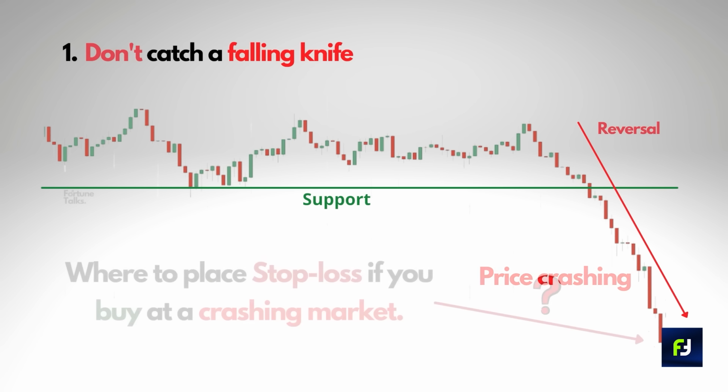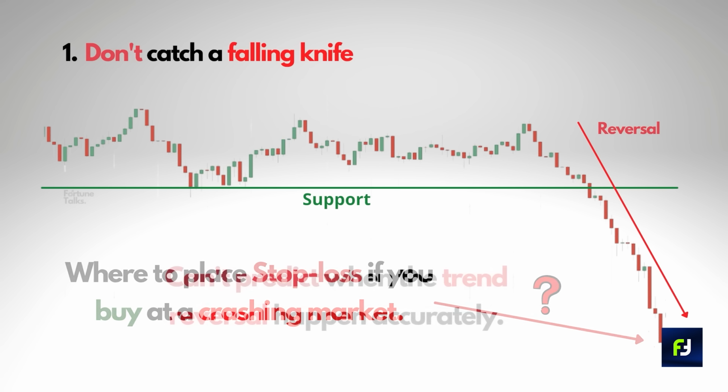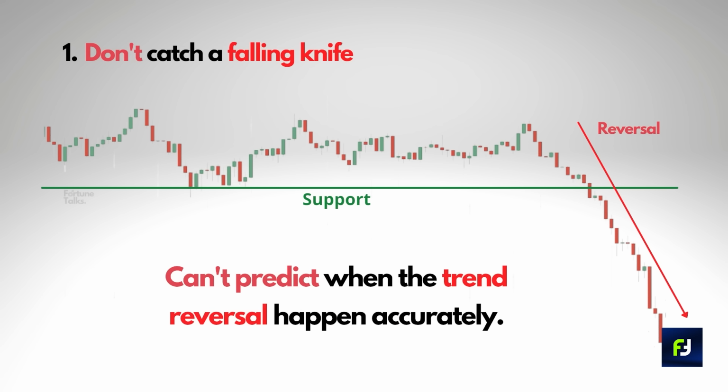And why is it so? Because if you are buying into the lows of the market, there is no logical place for you to set your stop loss. There is no support or market structure you can refer to, and there are no signs that the downtrend could be ending anytime soon. And most importantly, trends need time to reverse their direction, as we have discussed in the market trends as well as market structure videos. So avoid catching a falling knife.